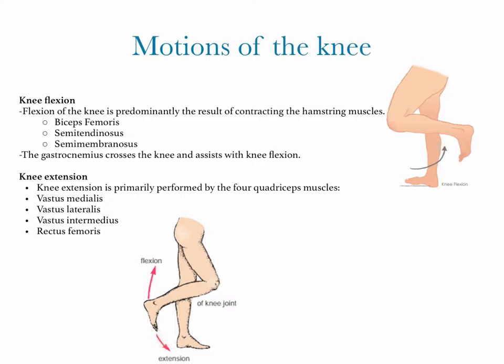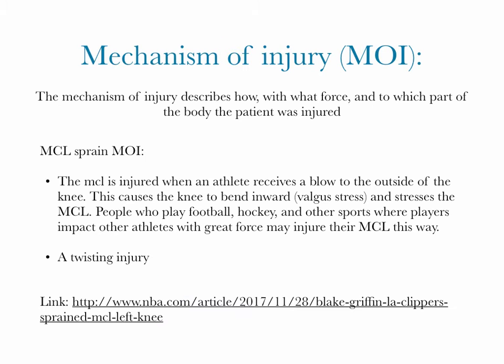So the motions of the knee include knee flexion and knee extension. Flexion of the knee is predominantly the result of contracting the hamstring muscles like the biceps femoris, the semitendinosus, and the semimembranosus. The gastrocnemius crosses the knee and assists with knee flexion. Knee extension is primarily performed by the 4 quadriceps muscles, like the vastus medialis, the vastus lateralis, the vastus intermedius, and the rectus femoris.